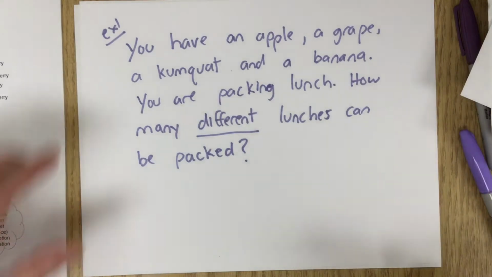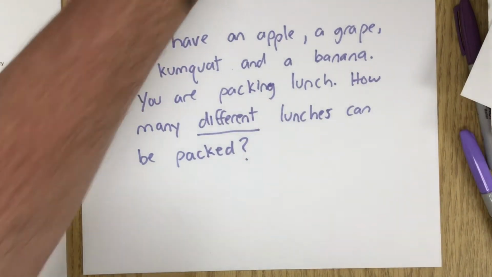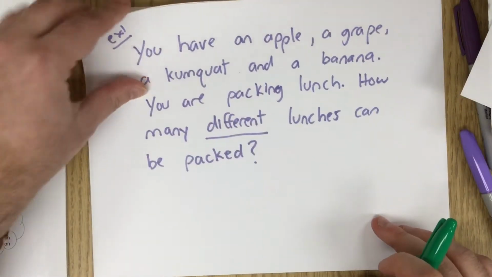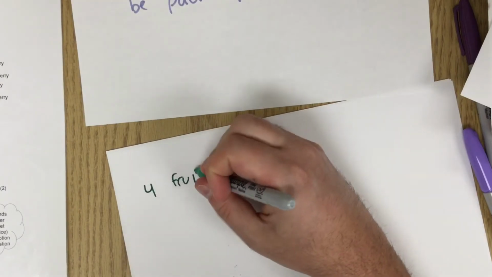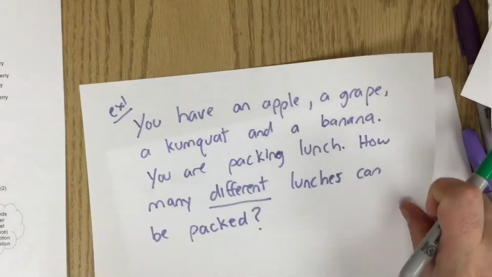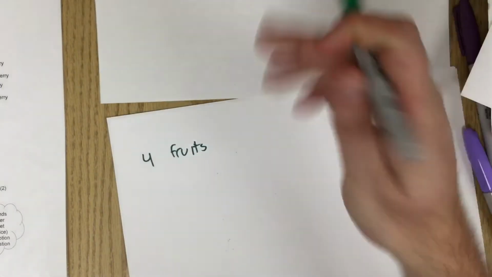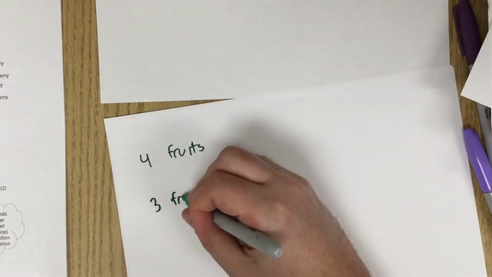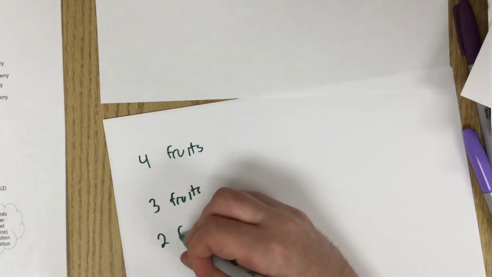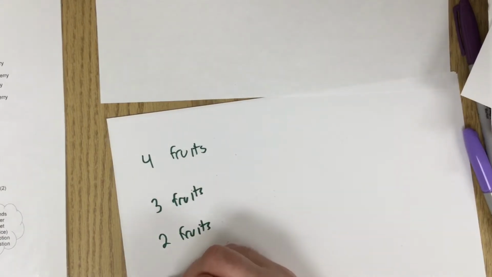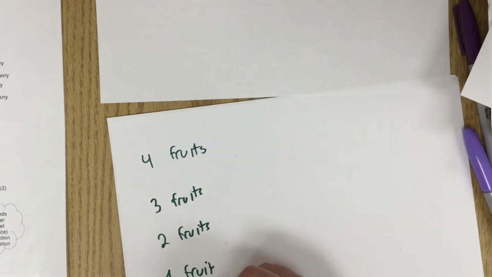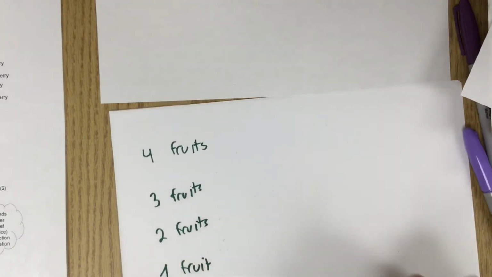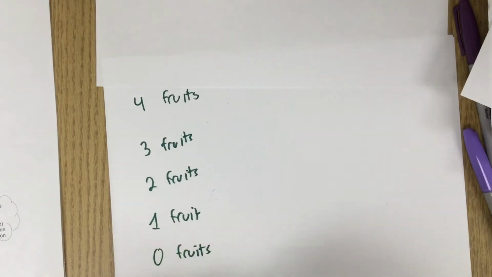So what we could do is we're going to have some cases here. We could pack 4 fruits in our lunch, because notice the problem didn't actually say how many fruits we're packing in this lunch here. So we could pack 4 fruits, or 3 fruits, or 2 fruits, or 1 fruit, or 0 fruits. So that's what we could pack in our lunch.